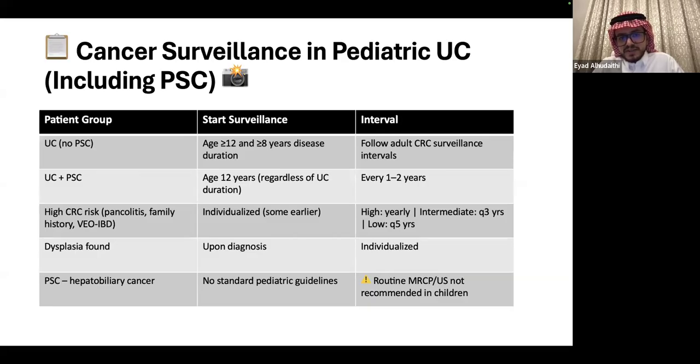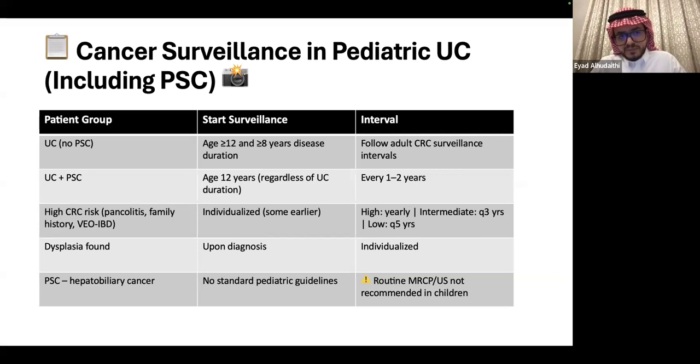So if you have a patient with UC and he has had the disease for 8 years and now he's more than 12, then this is the time to do the CRC surveillance. And some guidelines say, if it has been 10 years since the diagnosis, then you have to do that 10 years anniversary screening.